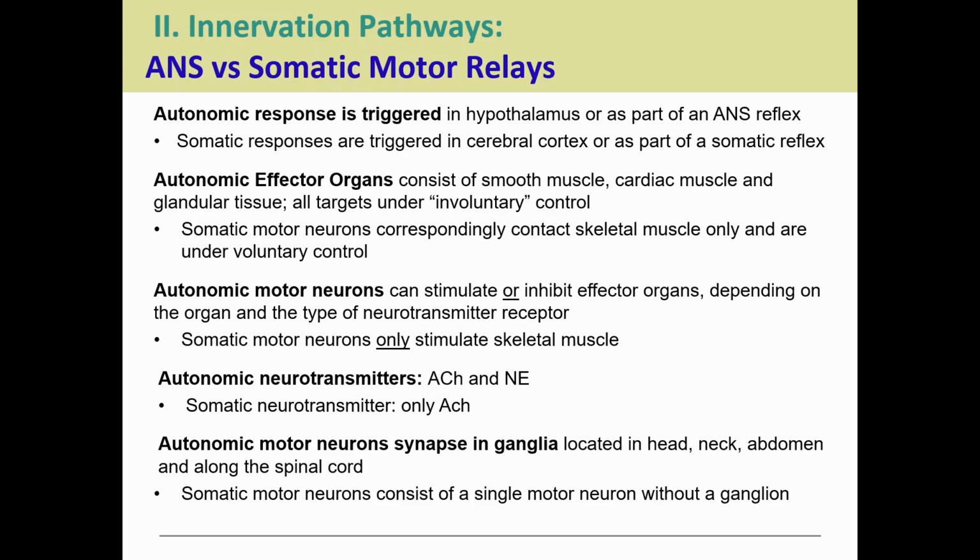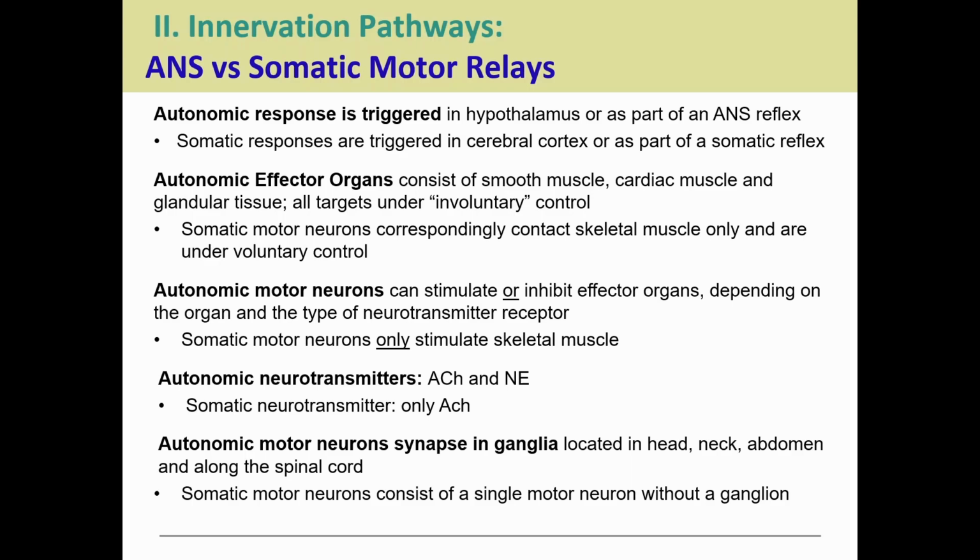So autonomic responses get triggered by the hypothalamus, or they're part of an autonomic nervous system reflex. Somatic responses are going to come from the cerebral cortex, or part of a somatic reflex. So autonomic, we think hypothalamus and autonomic reflexes. Somatic, we think cerebral cortex.